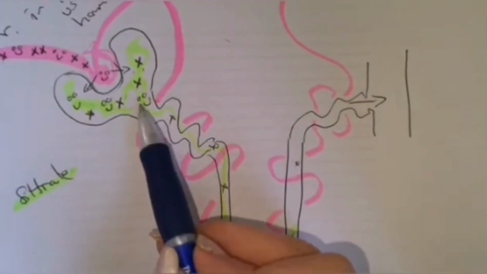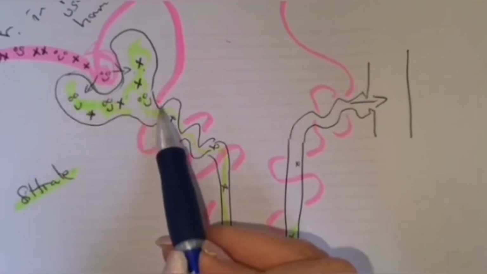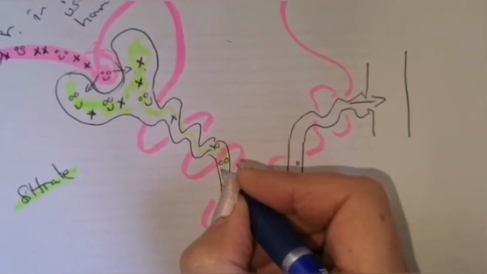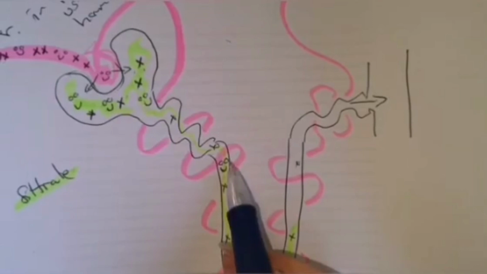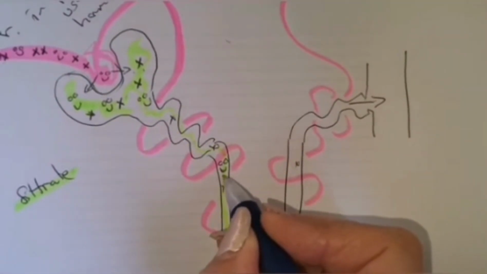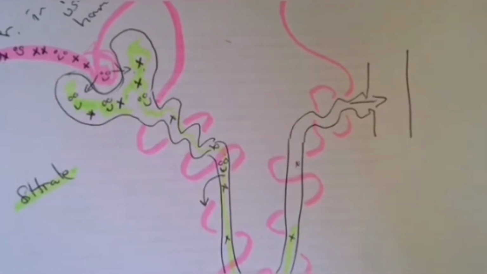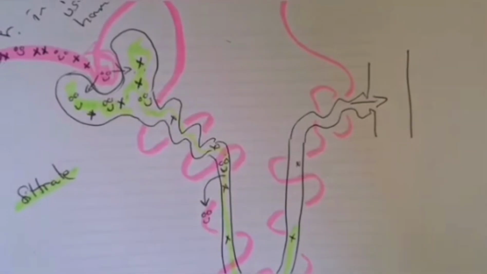So that is when some of these useful things, the smileys, as they travel down, if we happen to see, oops, there's a glucose molecule, there's a smiley. We don't want to get rid of the smiley. We don't want to get rid of the glucose. So that glucose molecule is going to move from the filtrate in the tube back into the blood vessel. So the smiley is going to go back into the blood.